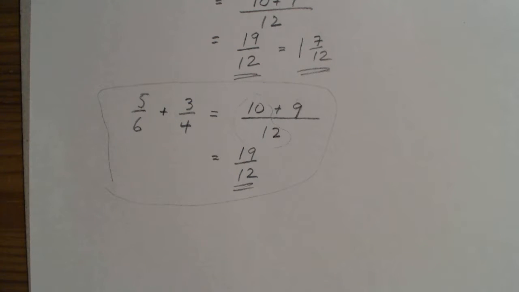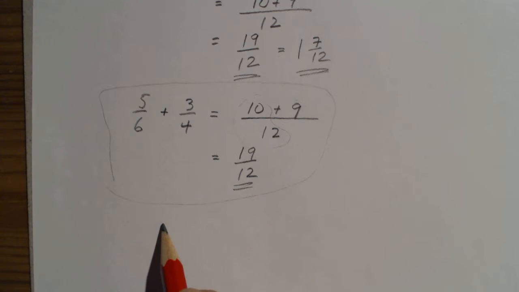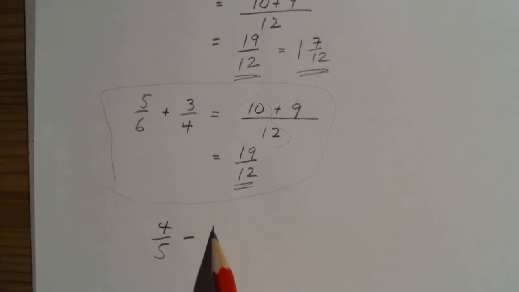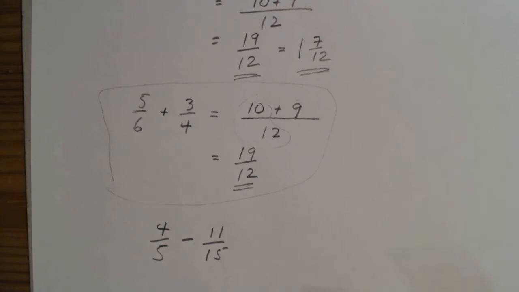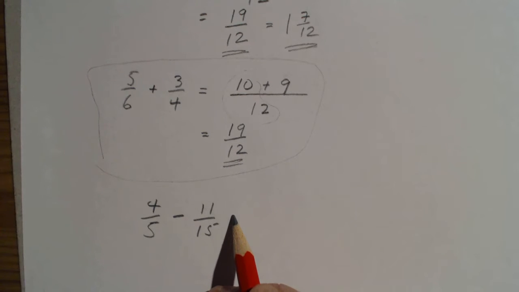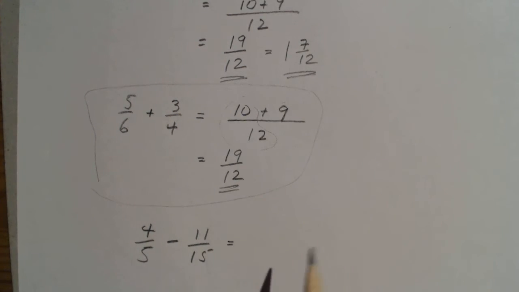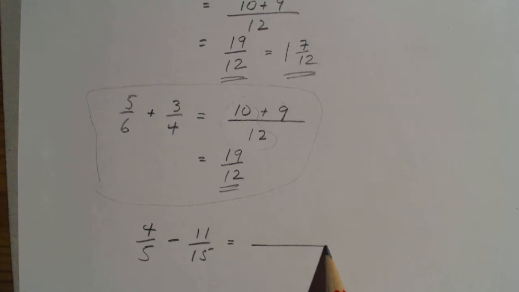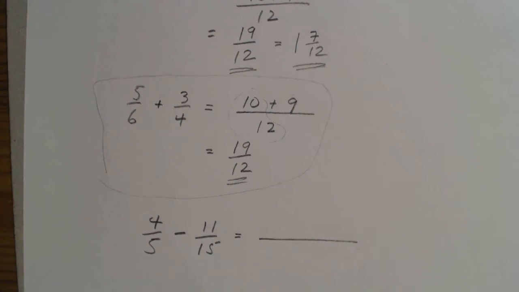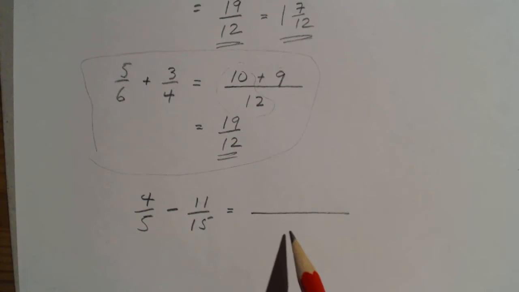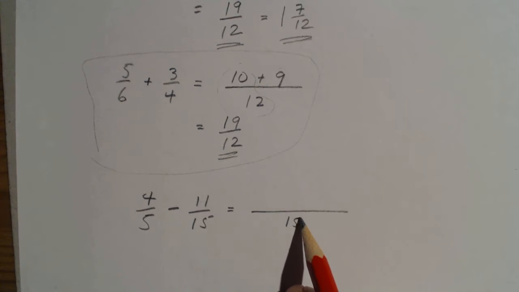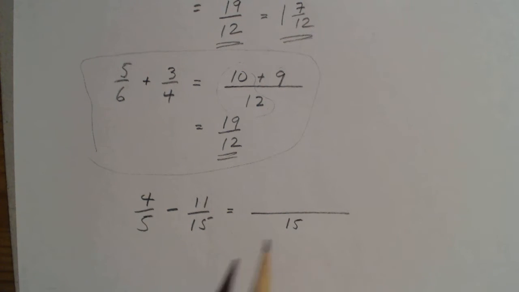Okay, let's do another example. We've now got 4 over 5 minus 11 over 15. Now let's do subtracting fractions. Now we're going to follow the same idea. Let's do the quick method here. Let's find a common denominator. So we want to find the smallest number 5 and 15 will divide into. Now that number is 15 because 5 goes into 15 3 times.